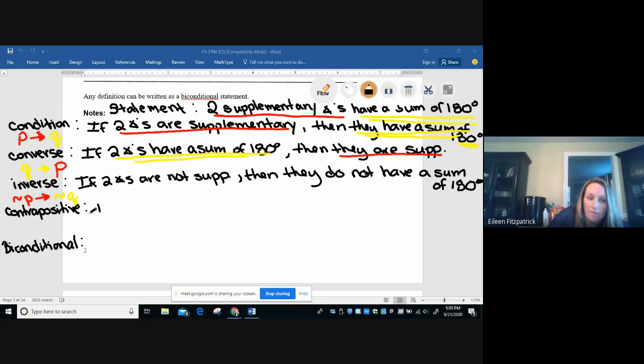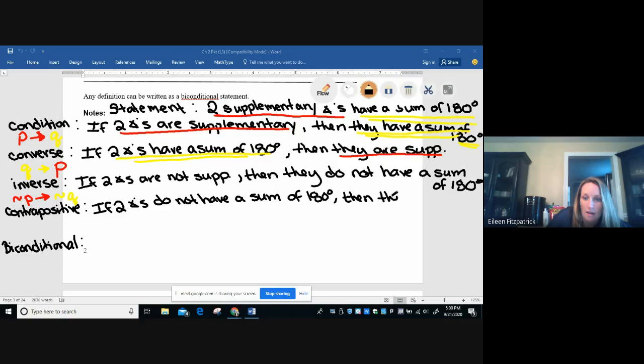So you're going to say if two angles do not have a sum of 180, then they are not supplementary. And for that one, it's if not Q, what color is Q? Yellow. If not Q, then not P.